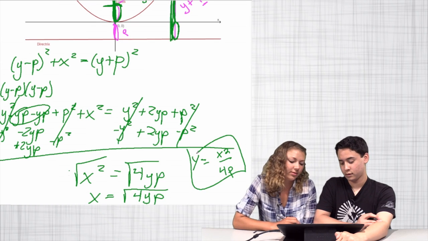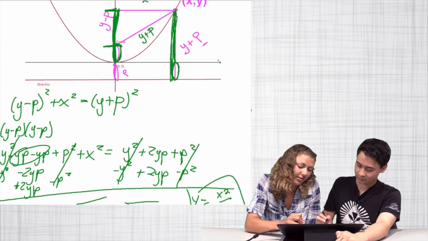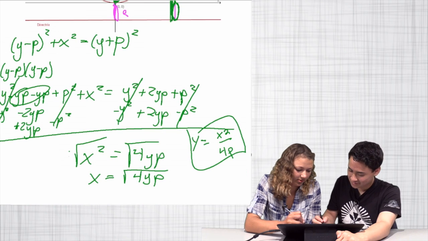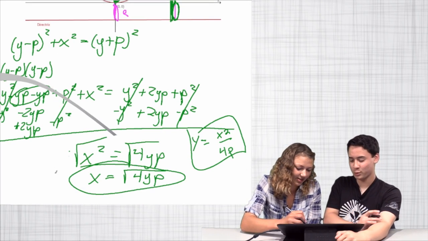What do you think? Does it fit your conjecture? It does. Wait, circle the other one. Circle the other one. That one too? Those are two equations.